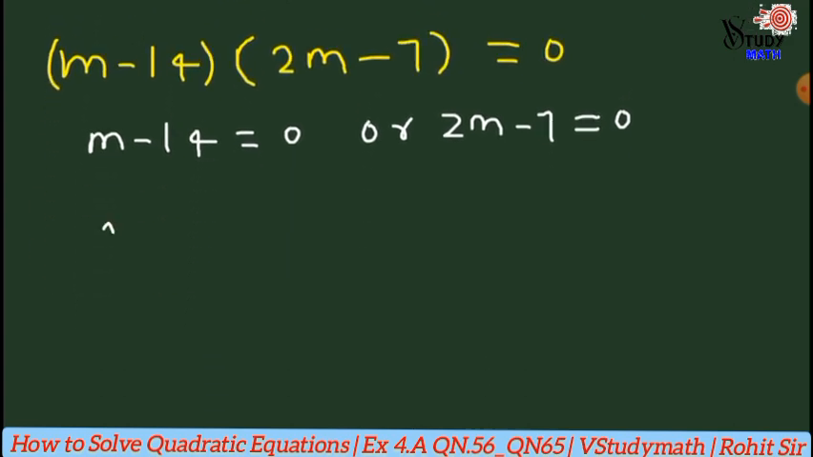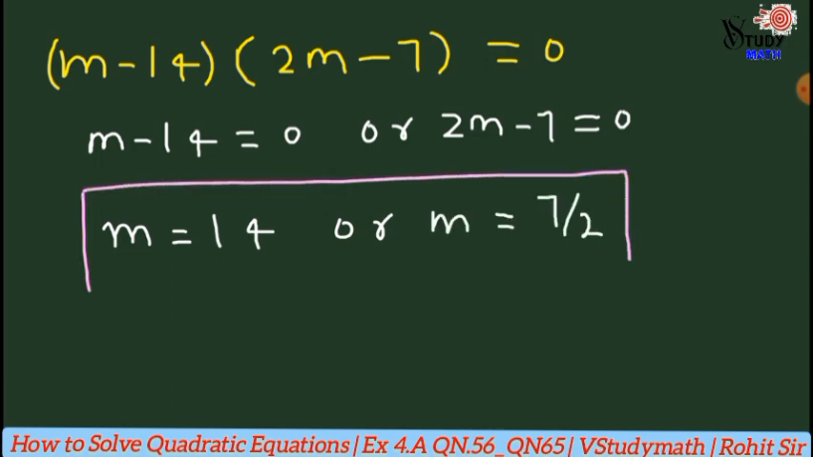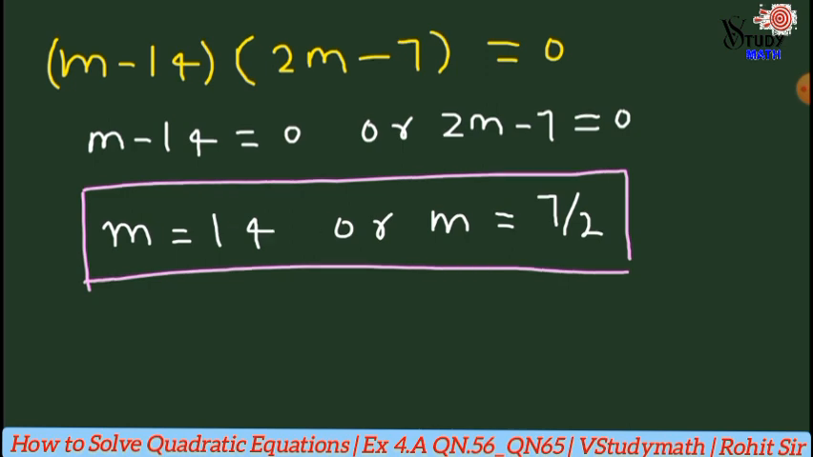Now m is equal to 14 or m is equal to 7 by 2, and this is not the solution of this quadratic equation, because now we have to put the value of m in both the cases. So let's take case number 1.